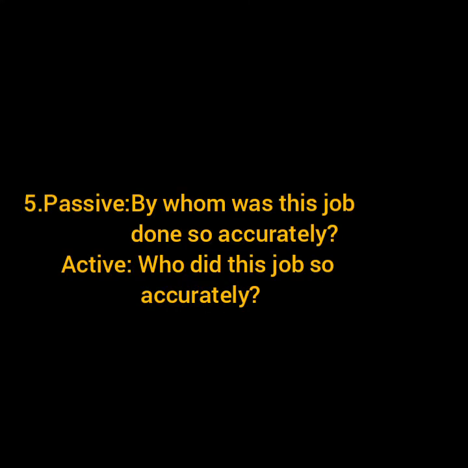Example 5, passive: By whom was this job done so accurately? The question begins with by whom. By whom in the passive voice will change back into who in the active voice. Let's begin. Who, and the second form of done is did, this job so accurately. Who did this job so accurately?